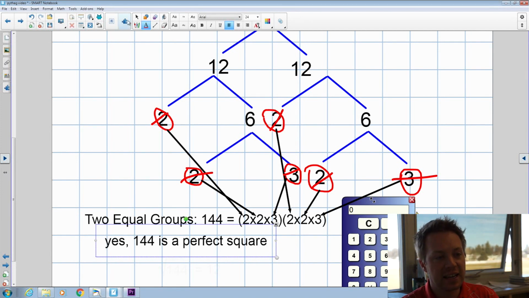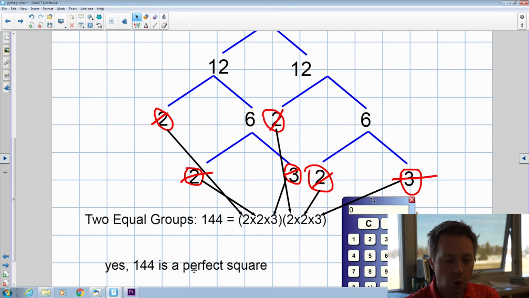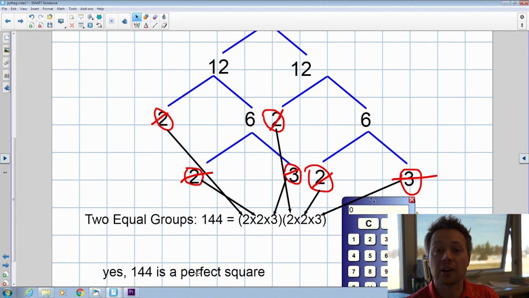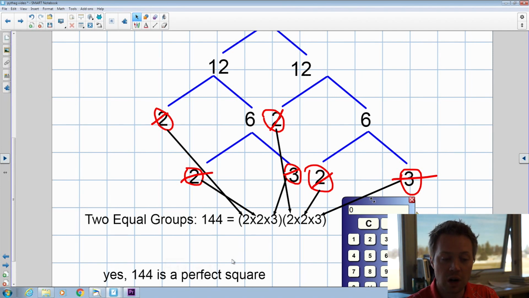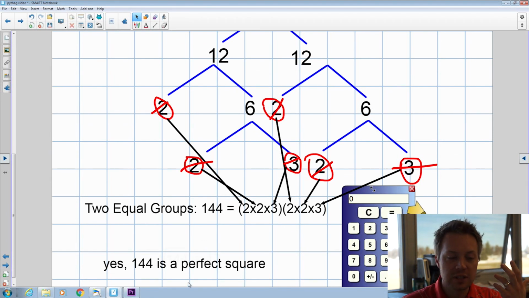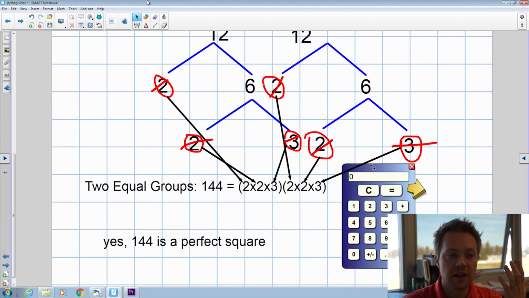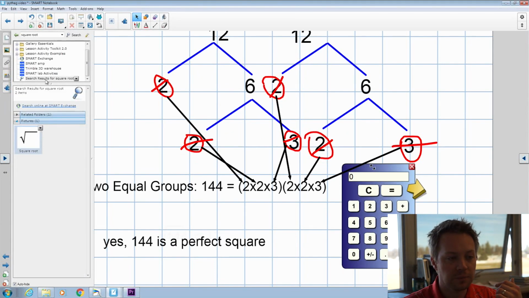Now let's just take that a step further. If I want to go ahead and find out what the square root of 144 is, I can go a little bit further and just multiply out one of these groups. Okay, so I've got two groups, but if I just multiply one of them out, what I'm going to wind up with is the square root of 144. So 2 times 2 is 4, and then 4 times 3 is 12. And the way we write that is the square root of 144 is equal to 12.